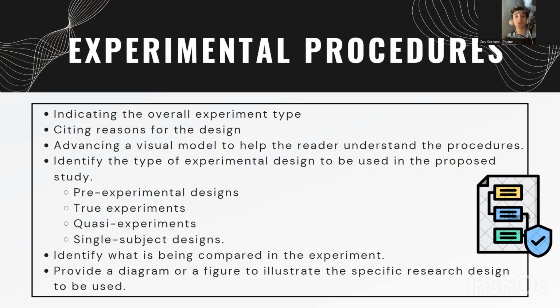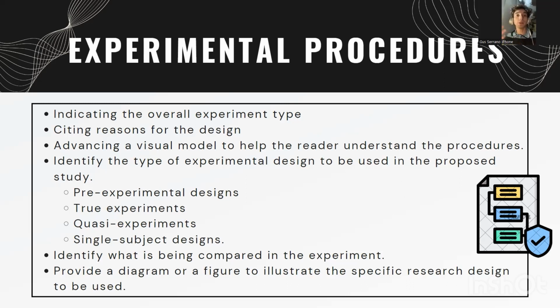Second, true experiments. In a true experiment, as I told you before, the investigator randomly assigns the participants to treatment groups. In quasi-experiments, the investigator uses control and experimental groups in order to obtain the information, but does not randomly assign participants to groups. And lastly, single subject designs. This design involves observing the behavior of a single individual or a small number of individuals over time.